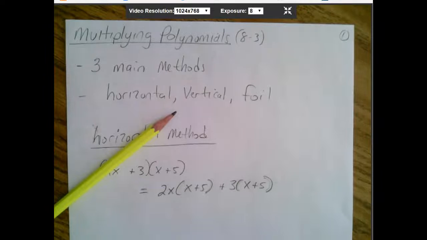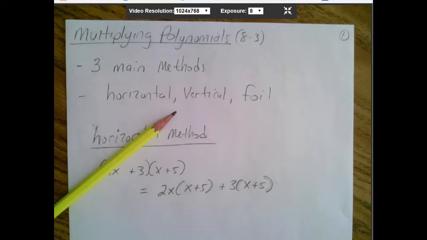Alright, so our next lesson in Algebra 1 is multiplying polynomials. So we've looked at adding and subtracting and doing some other things with them. And now we're going to multiply these. And this is Lesson 8.3.